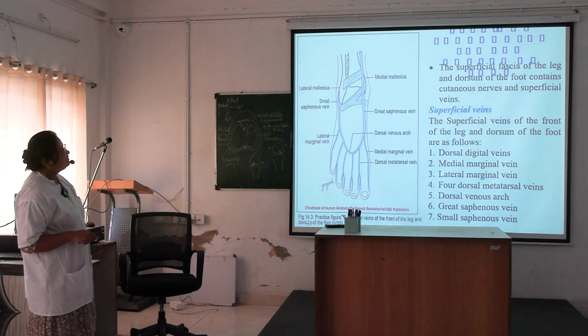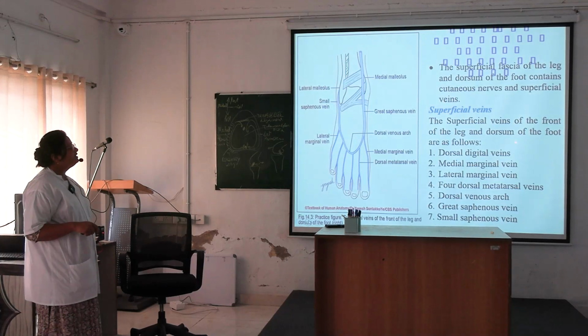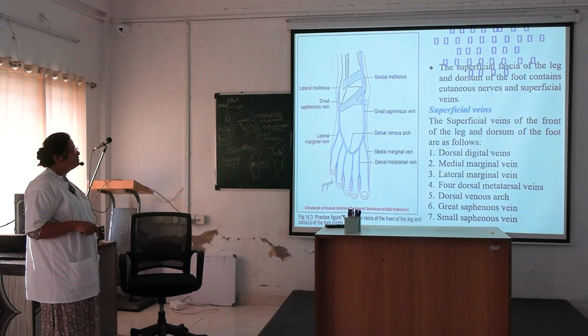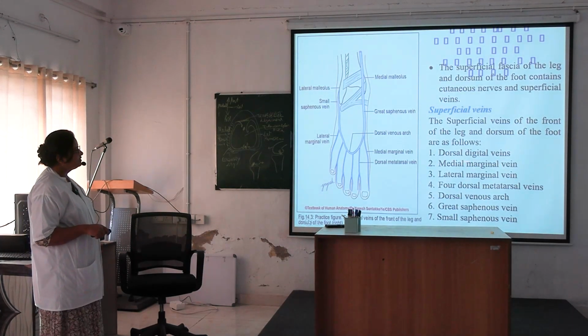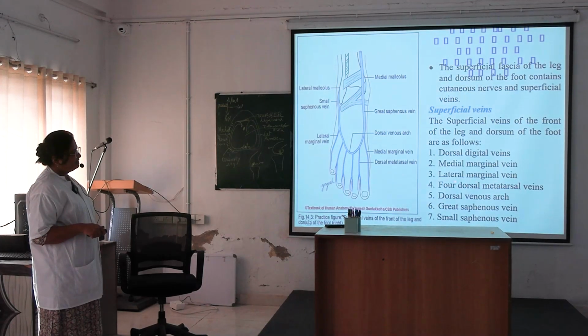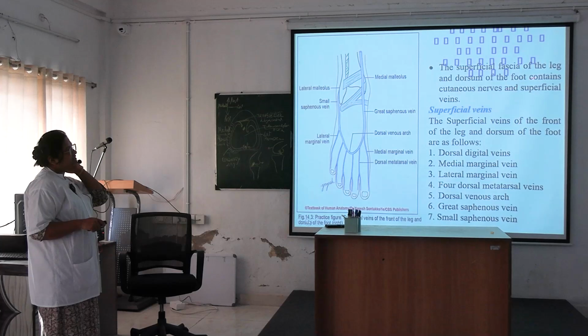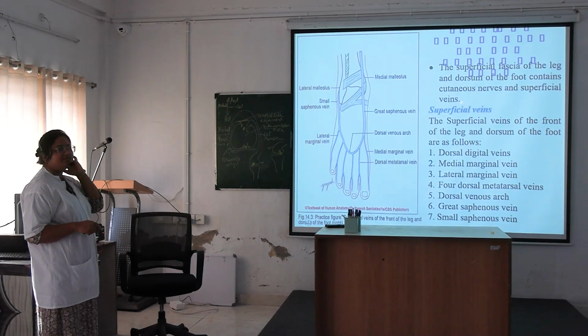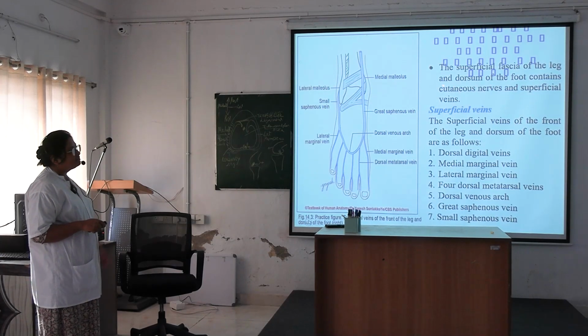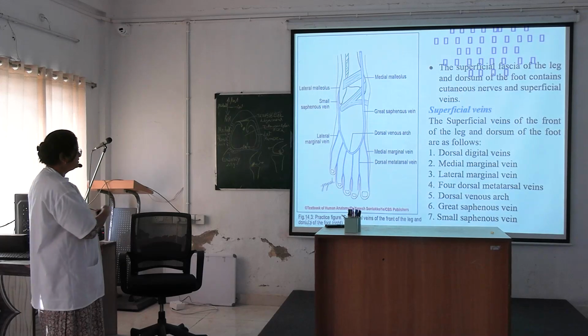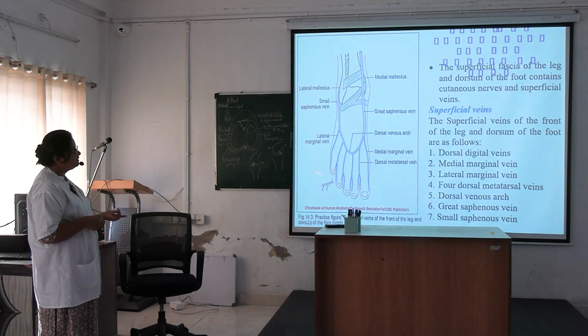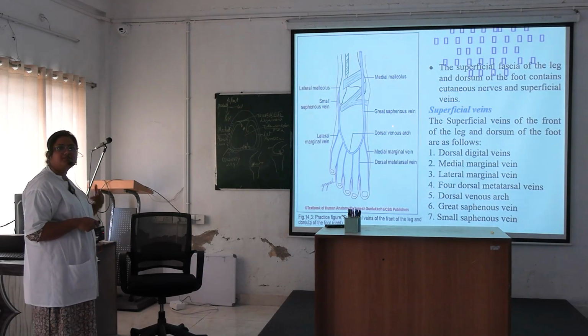So the superficial veins of the front of the leg and dorsum of the foot are as follows: dorsal digital veins, medial marginal vein, lateral marginal vein, 4 dorsal metatarsal veins, dorsal venous arch, great saphenous vein and small saphenous vein. So the superficial fascia contains these superficial veins and cutaneous nerves. Cutaneous nerves we will also discuss. These veins are important; you have to see them during dissection.